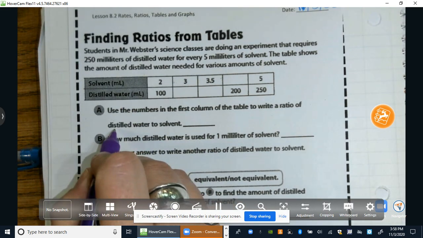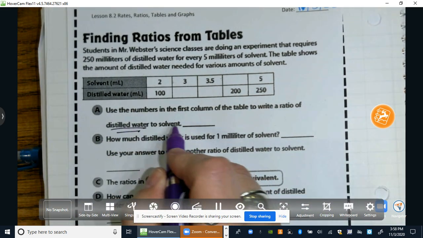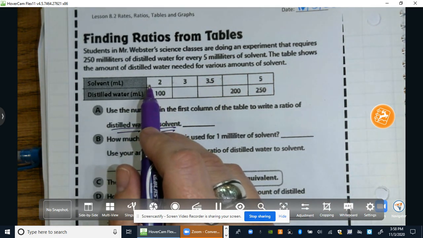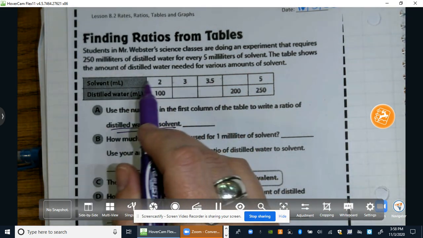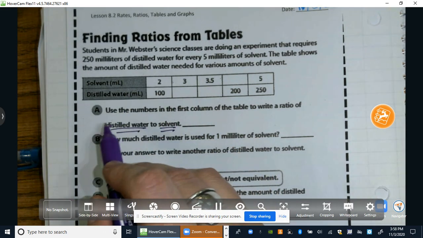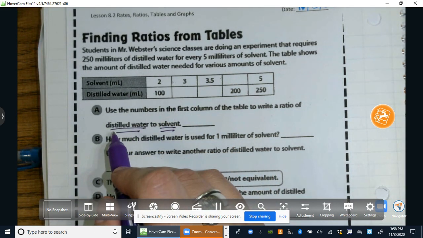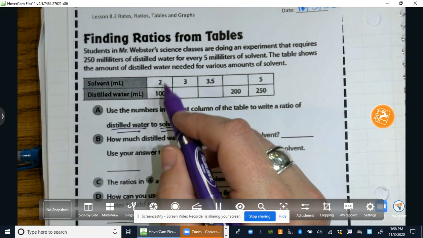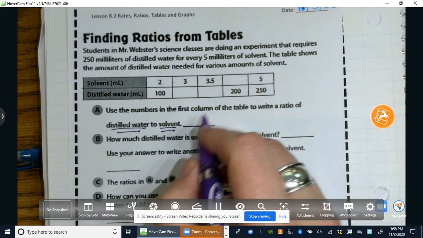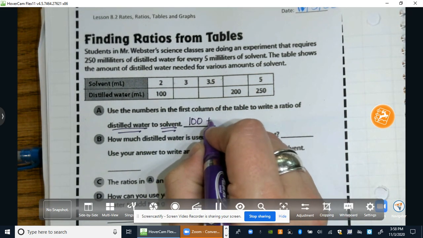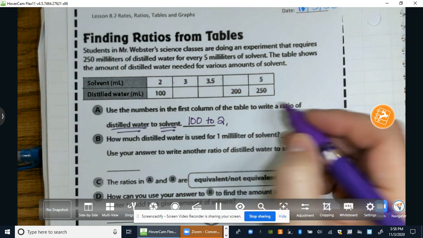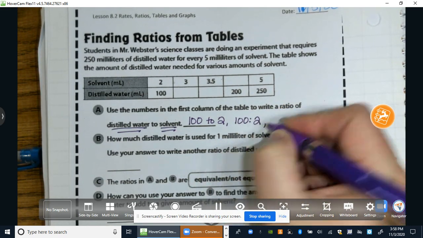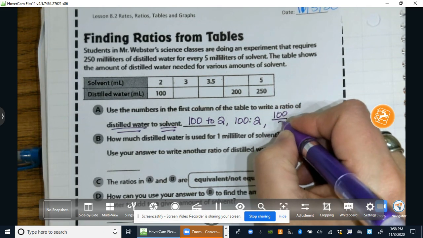Do you see how distilled water was mentioned first and solvent was mentioned second? Just because solvent was on top of the chart does not mean it's going to go first. It tells us what order it's going to go in. So here's distilled water. We're going to put that first. Our first column was 100 to 2. So our ratio is 100 to 2. That's one way to write the ratio: 100 colon 2 or 100 over 2.